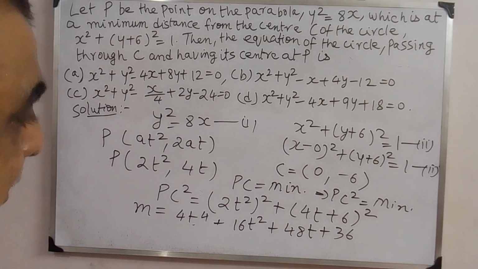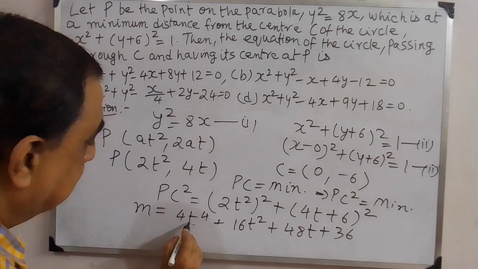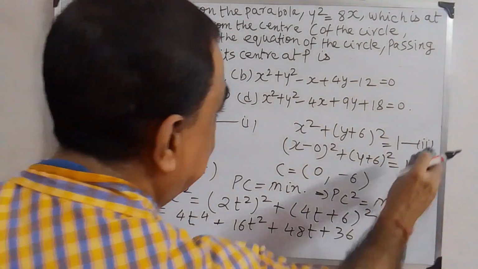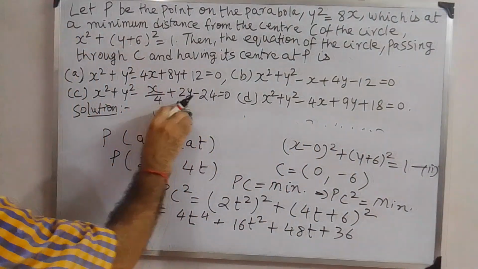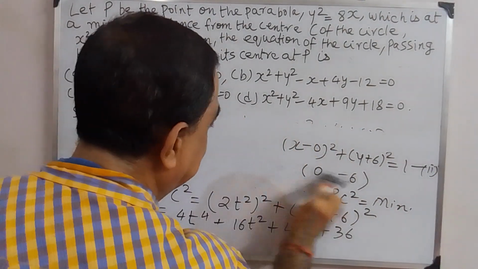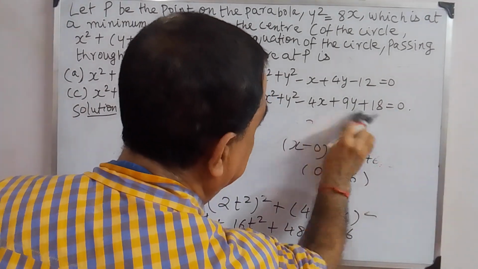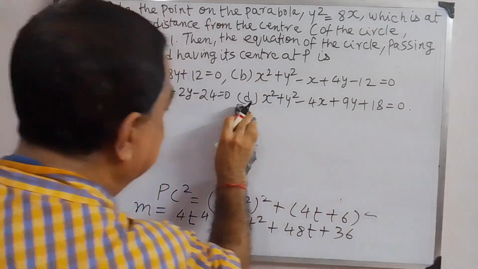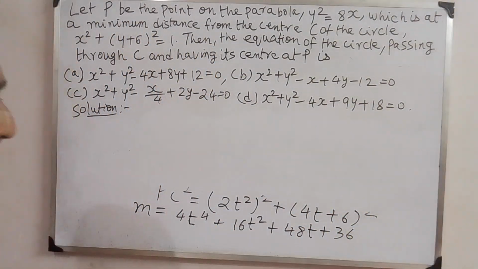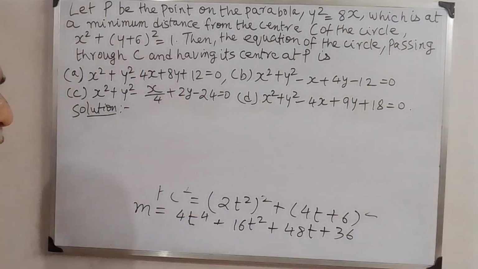Now see here, to find the value of t, because m is to be minimum, how do we get the minimum value? We will differentiate this given equation with respect to t. We will differentiate both the sides with respect to t and equate that to 0.